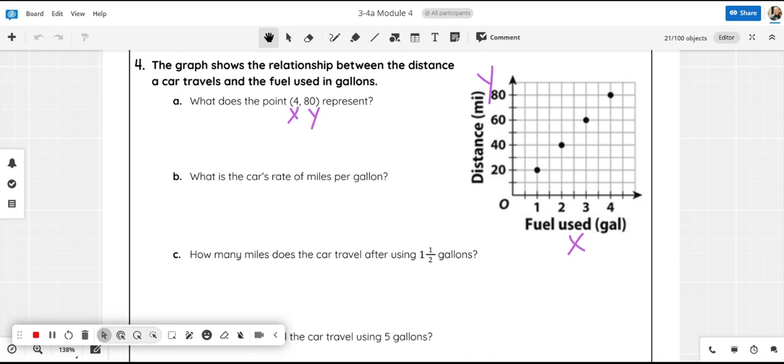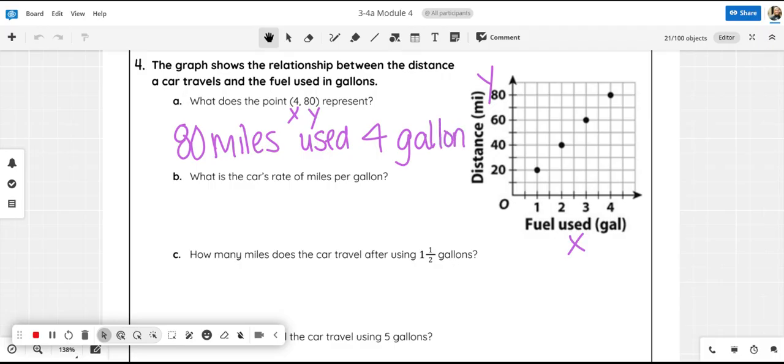So what does it represent? It took 80 miles, used 4 gallons. What is the rate of change? Well, you notice if I were to connect these, oops, not the best line, but it's okay, it makes a straight line. It's proportional. So all I'm doing is 80 divided by 4. So the k value would be 20.